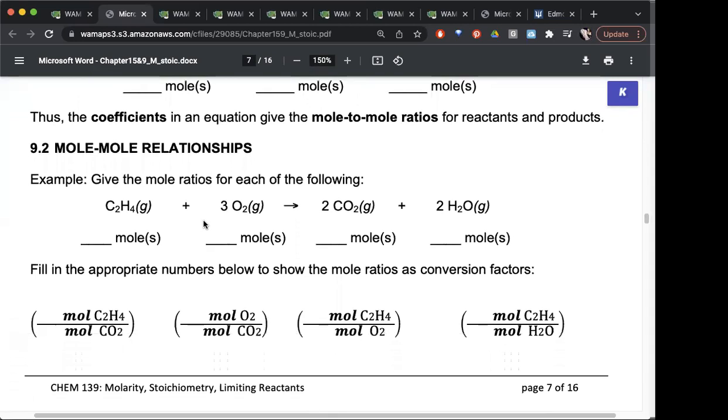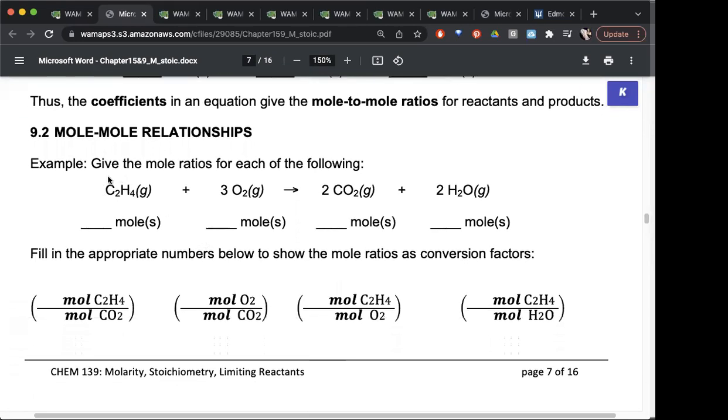All right, let's fill in a couple of these. Here's an equation. This is ethene, or ethylene, burning in oxygen, combustion, producing CO2 and water. And so I can just say, okay, for every 1 mole of ethylene that burns, it's going to require 3 moles of oxygen, and that in turn will produce 2 moles of CO2 and 2 moles of water. We can construct a mole-mole relationship, a conversion factor, for any 2 things in the compound. So I like to think about it actually a little bit like this.